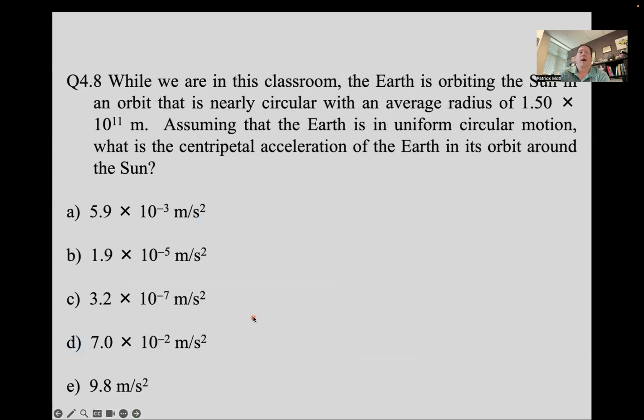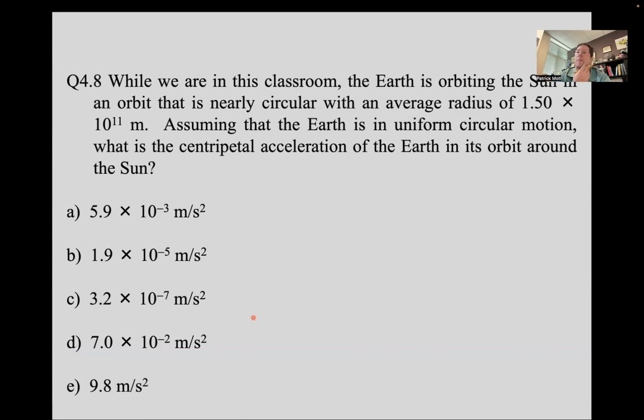All right, and have you try a calculation. So Earth is in orbit around the sun. Hopefully that's not controversial in your mind. Geocentrism has passed. So Earth is orbiting the sun, in an orbit that is very nearly circular, and the average radius is 1.50 times 10 to the 11th meters. If we assume that the Earth is in uniform circular motion for ease of calculation, what is the centripetal acceleration of the Earth in its orbit around the sun?